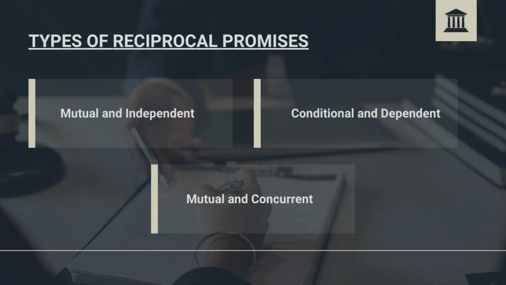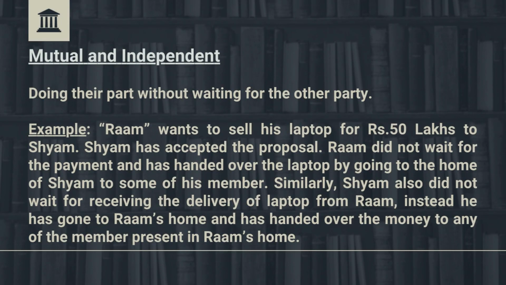So, what are the types of reciprocal promises? Mutual and independent reciprocal promises. Here, doing their part without waiting for the other party. Mutual and independent means both the parties are implementing their part of the obligation without waiting for the other party for their performance.